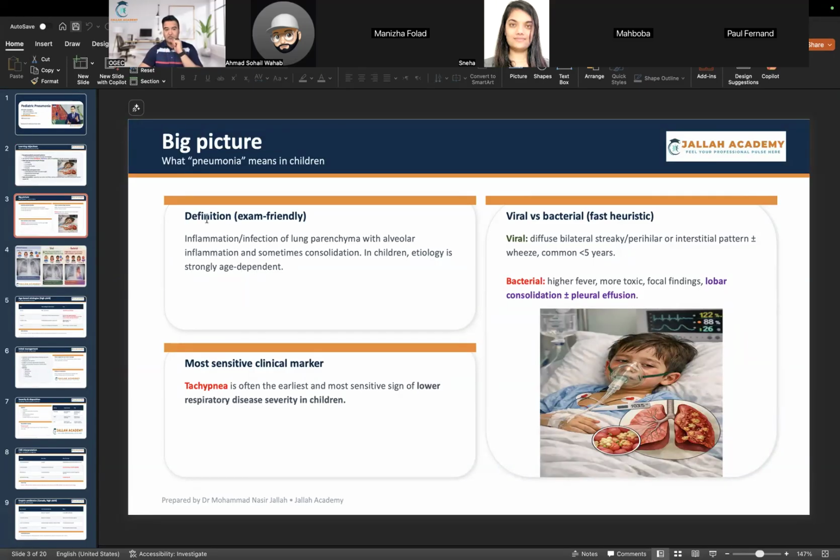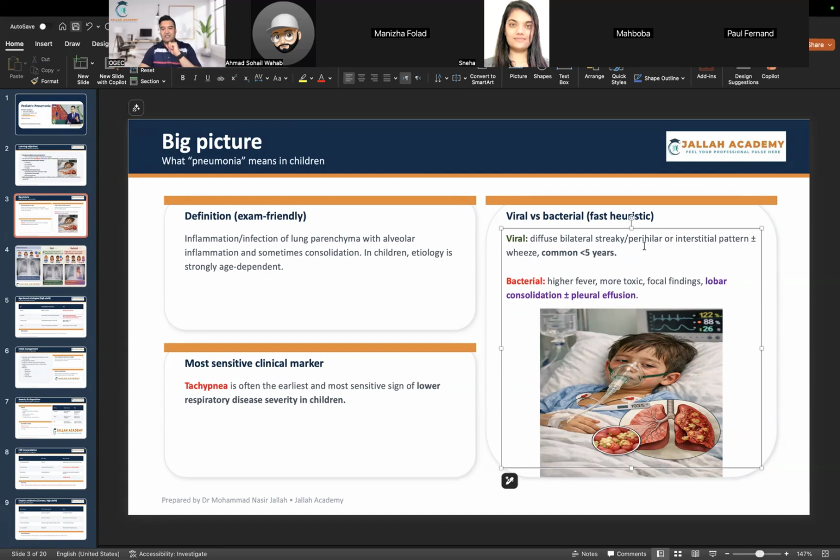Very important, the definition: infection of the lung parenchyma with alveolar inflammation and sometimes consolidation in children. Etiology is strongly age dependent. We will talk about it. So now let's talk about viral versus bacterial. Viral. Viral is diffuse bilateral. Please remember this: diffuse bilateral streaky perihilar or interstitial pattern plus or minus wheeze. It is very common in less than 5 years of age.